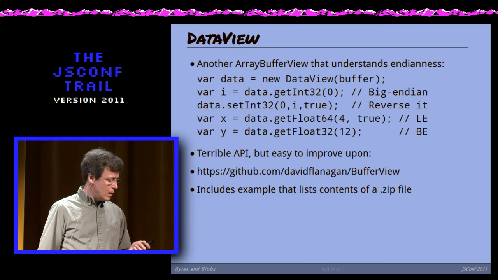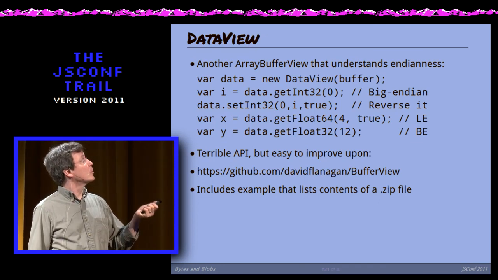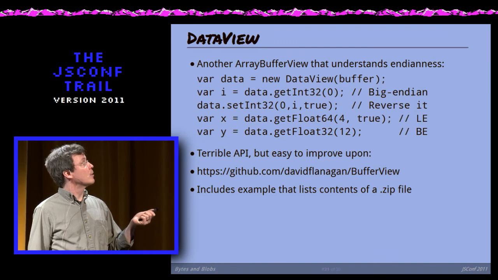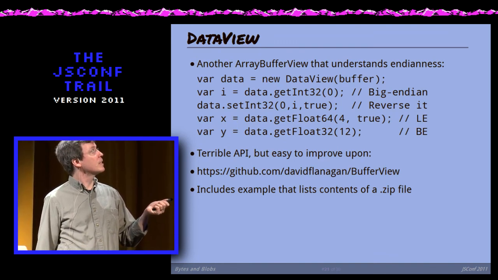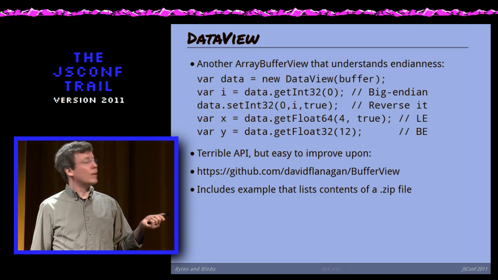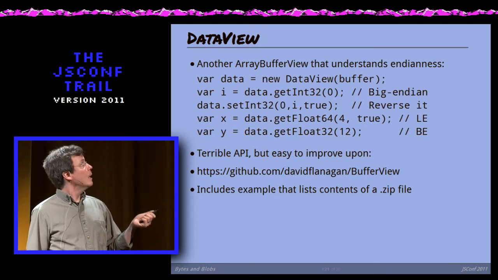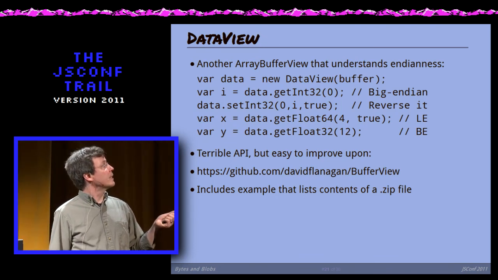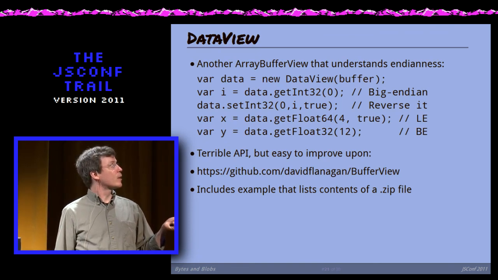So you can wrap a DataView around your array buffer and then start pulling things out of it. Here I'm asking for a 4-byte integer at offset 0. DataView defaults to big endian because a lot of network protocols use big endian. I'm going to turn it around with data.setInt. So here I'm writing the integer, the same one, and I pass this true argument, and that's going to give me little endian.